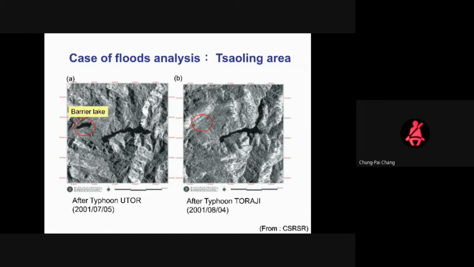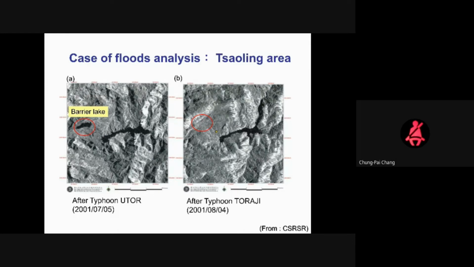And here we have a barrier lake. It's caused by a landslide that cut the river here and generated a natural dam, and the water accumulated behind the natural dam to form a barrier lake. And during the typhoon event, because the precipitation was very, very large, the flood destroyed the natural dam, and the barrier lake disappeared in one night.